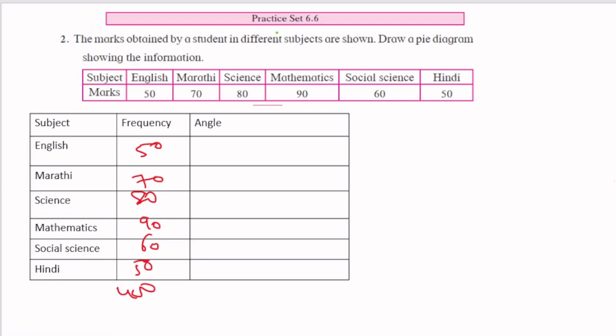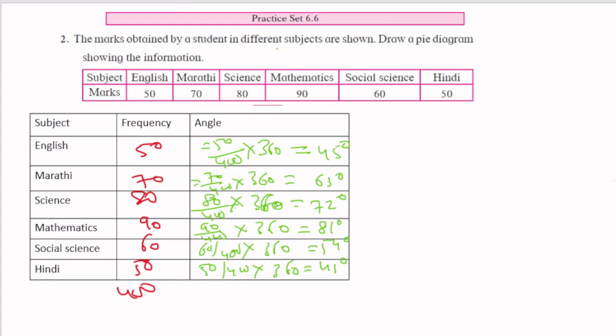So now what is next? You have to find the angle. To get the angle, the formula will remain the same. 50 divided by the total value 400 into 360 to get the value. Similarly, you have to calculate for all. Pause the video and calculate, then see the solution.